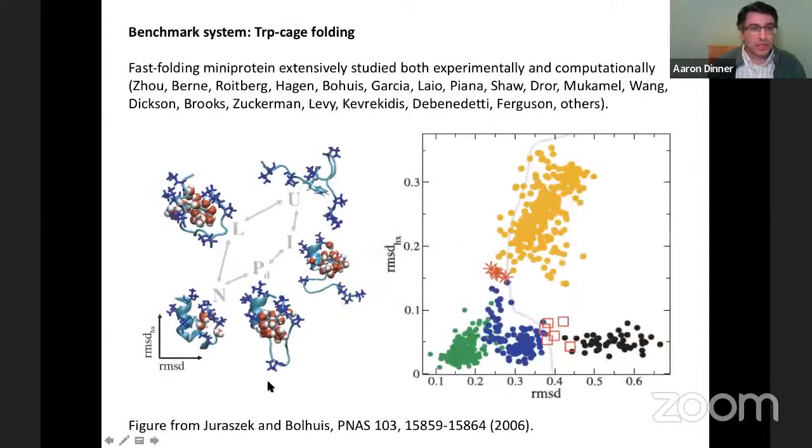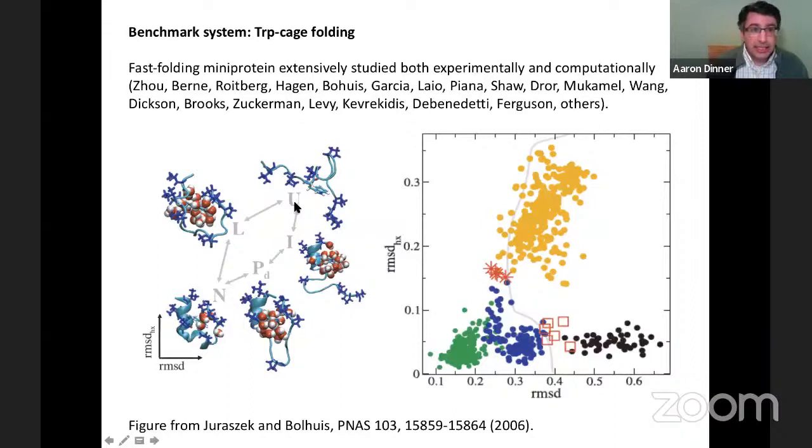Okay, so I'm going to show you results for two systems. The first is really to validate the method, and then the second will be an application. The first system is the well-studied Trp-cage mini protein. So this is a 20 residue designed sequence that's been studied by quite a few groups, both experimentally and computationally.